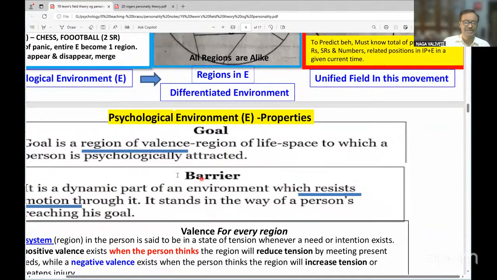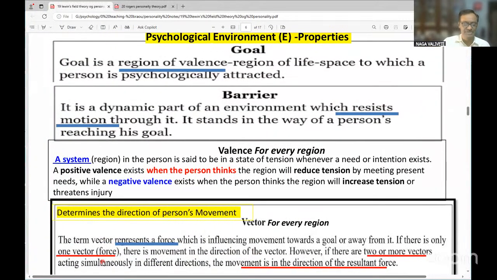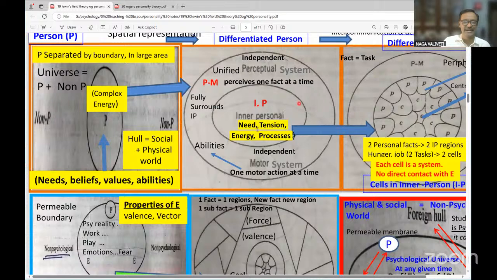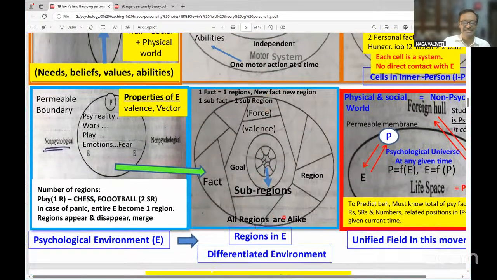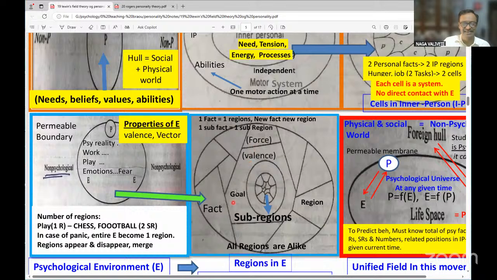This is the unified field. The goal I already told, because time is short, you can read it. The second goal is in the region of valence. Please remember this one. Don't write need here, goal here in the inner person. Write it in the psychological environment, where it is there in the valence region. You have to see the goal. While reading this, you have to understand these diagrams like that.